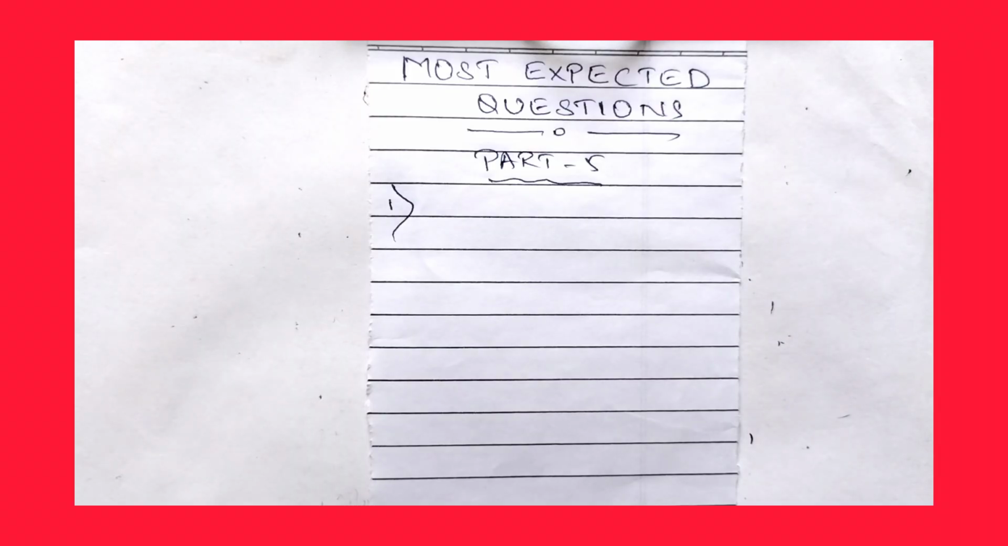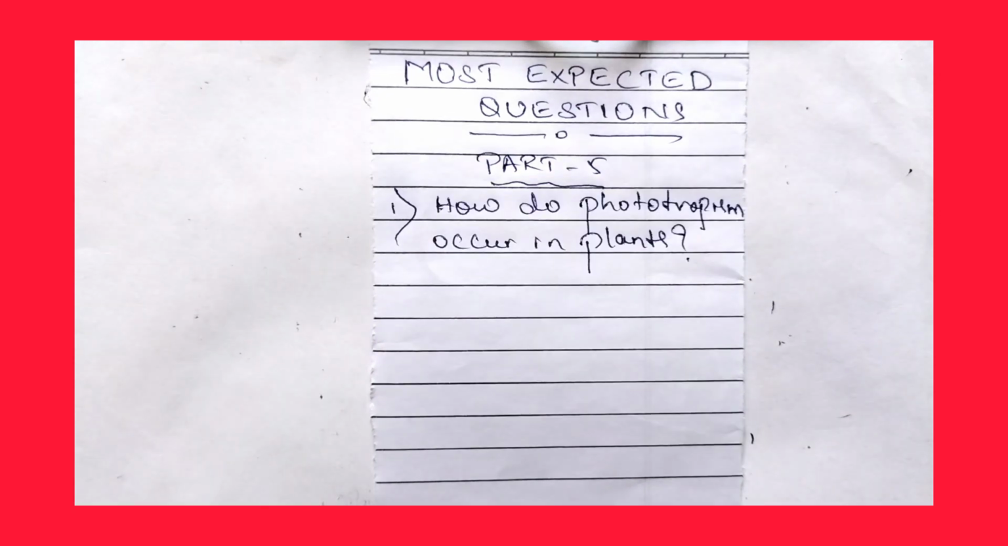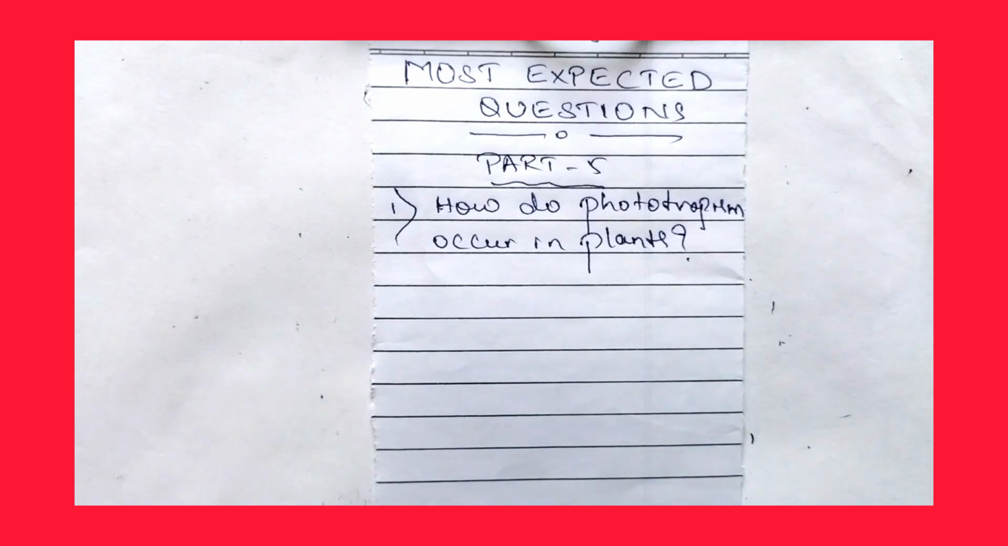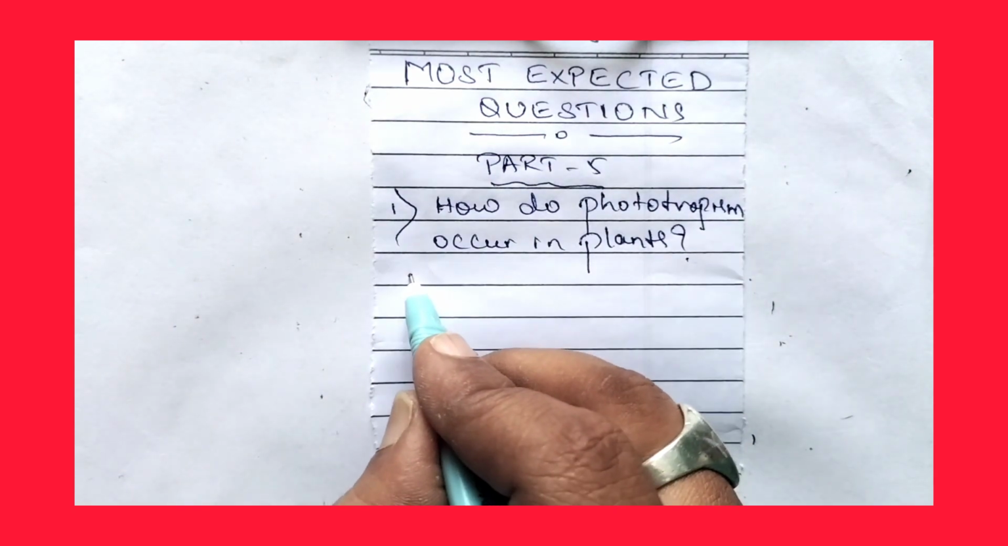Hi everyone. In this video we are going to answer the most expected questions, that is part number 5. Let us answer the first question. The first question is, how does phototropism occur in plants? So let us see how phototropism occurs.